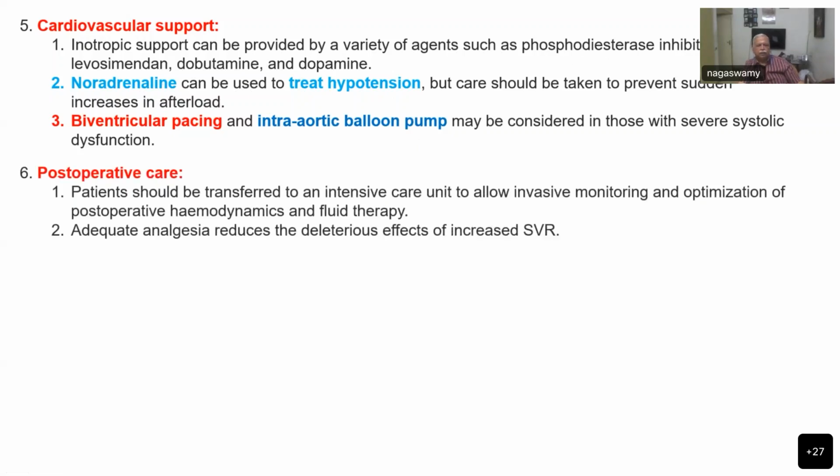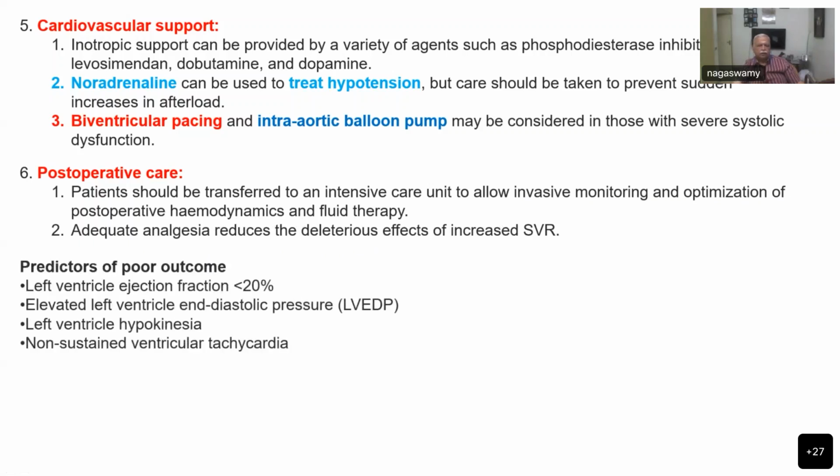Postoperative care should be in the intensive care unit, to allow all invasive monitoring and optimization of postoperative hemodynamics and fluid therapy. Adequate analgesia reduces the deleterious effect of increased SVR. And what are all the predictors of poor outcome? LVF, ejection fraction less than 20%, elevated left ventricular end diastolic pressure, left ventricular hypokinesia, and non-sustained ventricular tachycardia. If these are present before the surgery or happen during the surgery, they are considered poor prognostic signs.